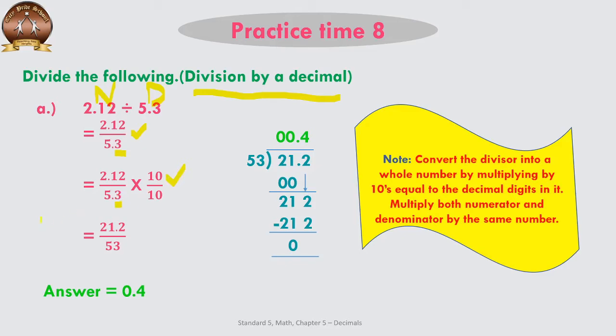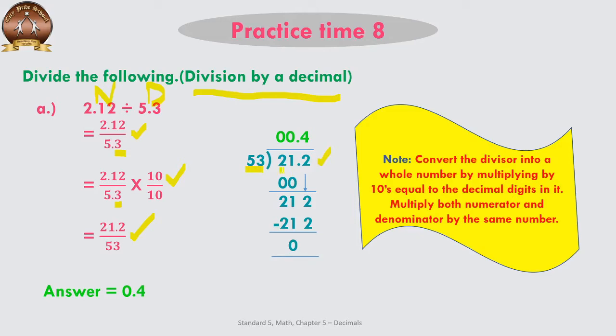What happens when we multiply the numbers by tens? The decimal point shifts one place to the right hand side. So what do we get here? We get 21.2, and the number in the denominator we get is 53. Now this becomes similar to the previous division that we did, division of a decimal number by a whole number. The decimal number is 21.2 and it is divided by a whole number, that is 53.